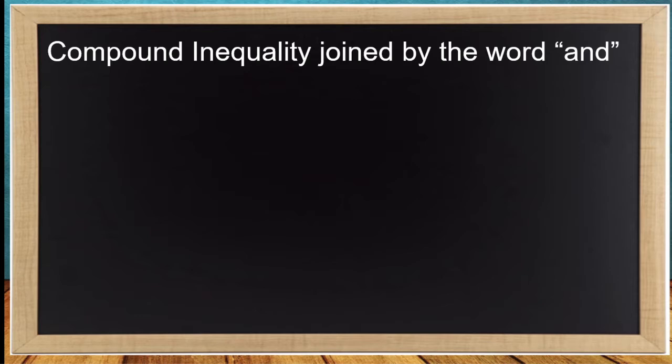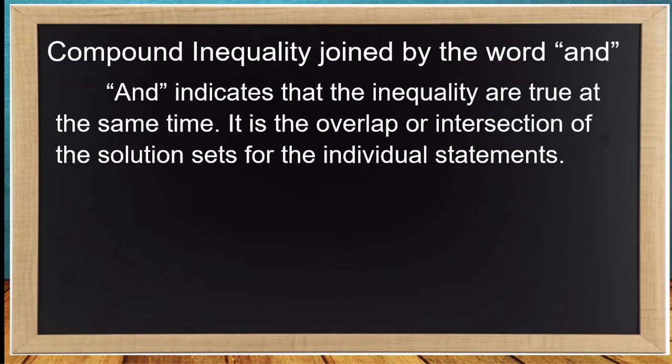So what do we mean when we say that the compound inequality is joined by the word and? The word and indicates that the two inequalities are true at the same time. So it is the overlap or intersection of the solution sets for the individual statements.